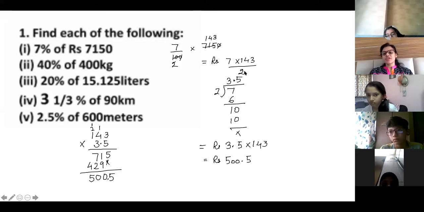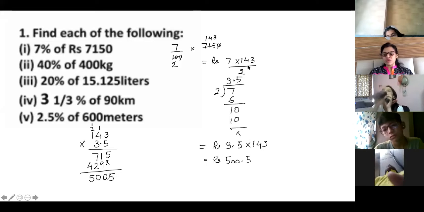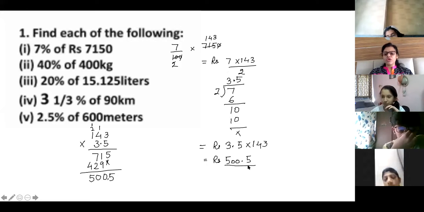Okay. So just go for the shortcut. I saw that 7 and 2 is smaller, so I divided this and then I multiplied this. Okay. You multiply and then you can divide by 2. That is also correct. You divide 143 by 2 and then multiply by 7. That is also correct. So any way you go, you will get the same answer.